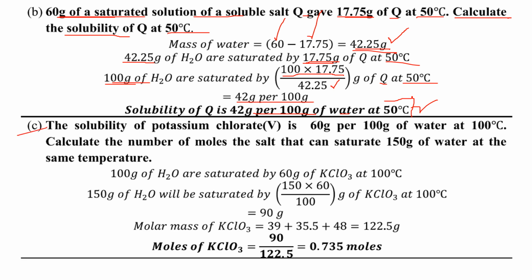So part C, we are going to say that the solubility of potassium chlorate is 60 grams per 100 grams of water. Remember that I told you whenever you see per 100 grams of water, those are units of solubility.